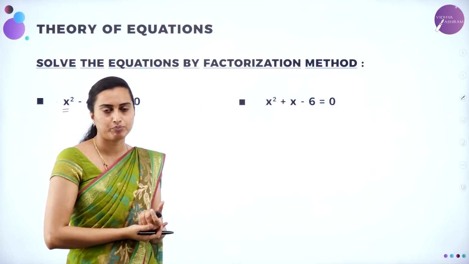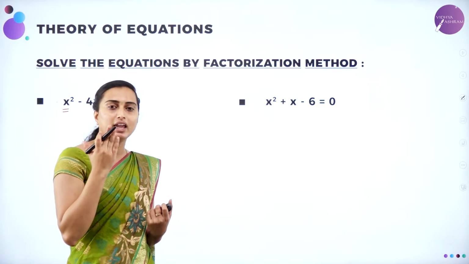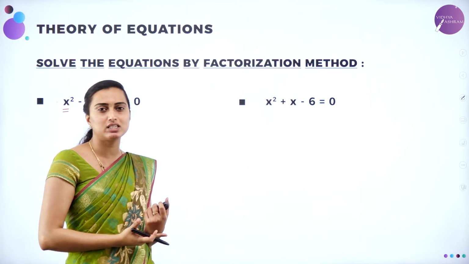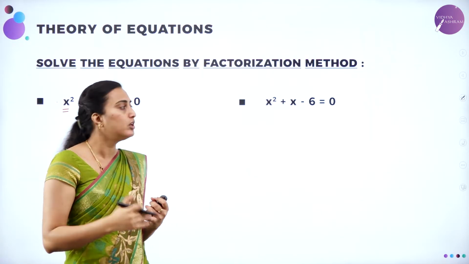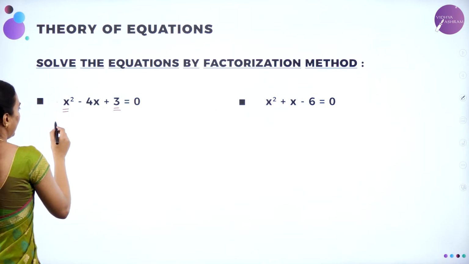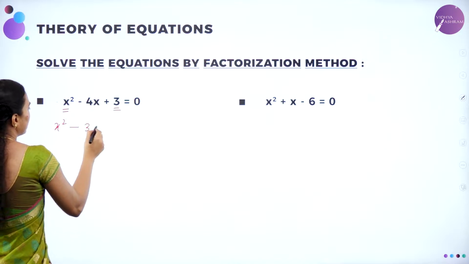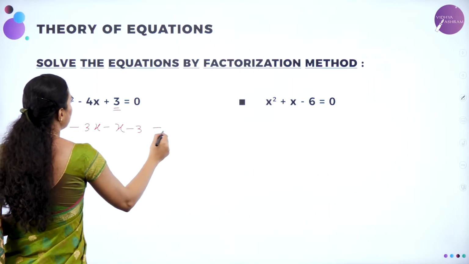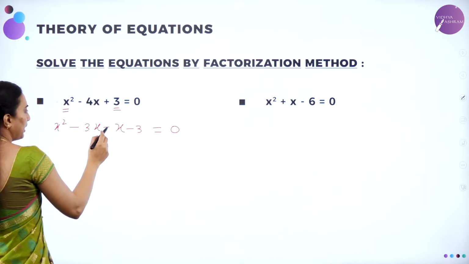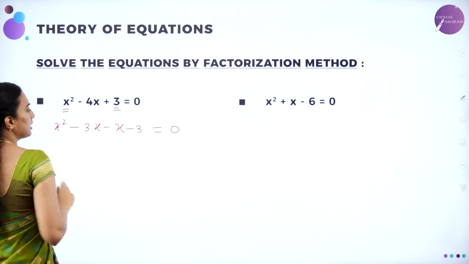What are the terms? 3x into 1x is 3x squared. Again, minus 3x minus 1x is nothing but minus 4x. So, minus into minus is plus you are having. So, therefore, you can have 3x squared minus 3x minus x minus 3 equal to 0. See, minus into minus is plus 3, 3x squared, minus 3x minus x is minus 4x.